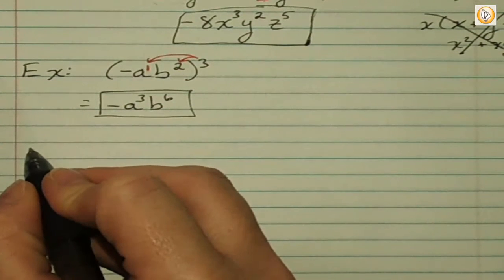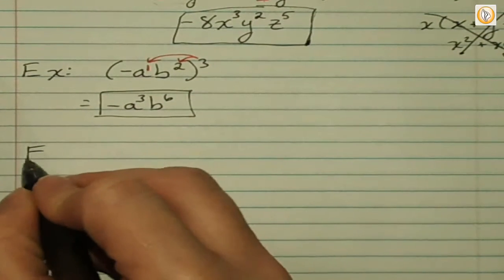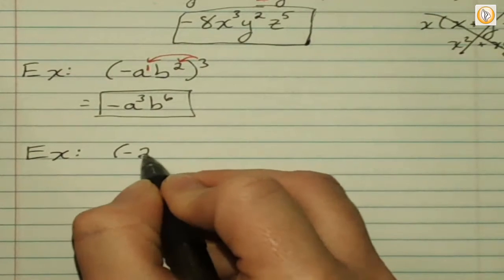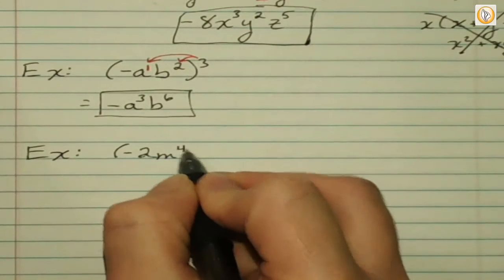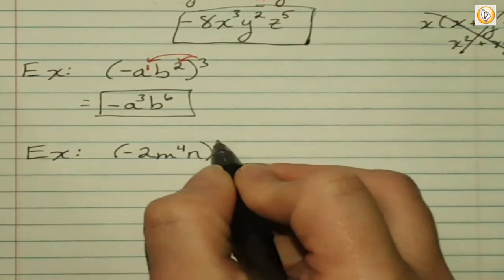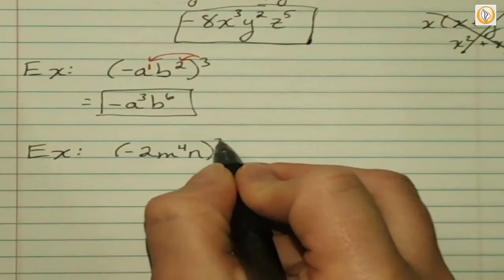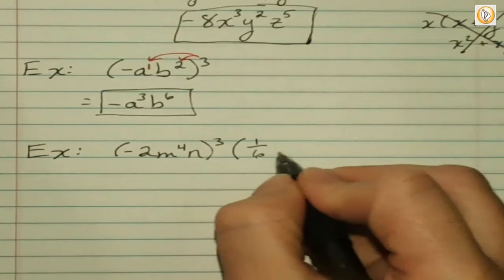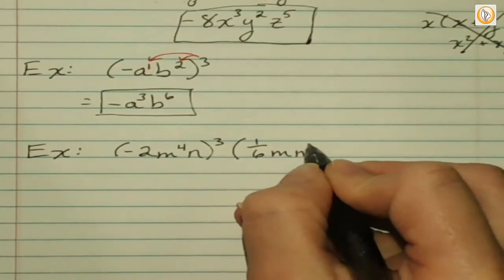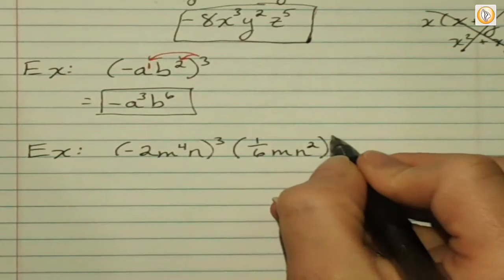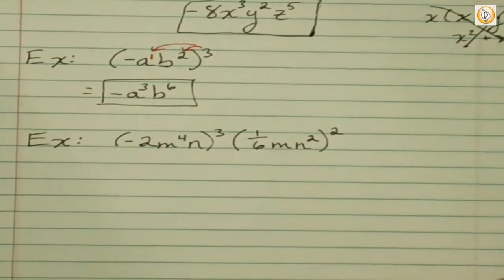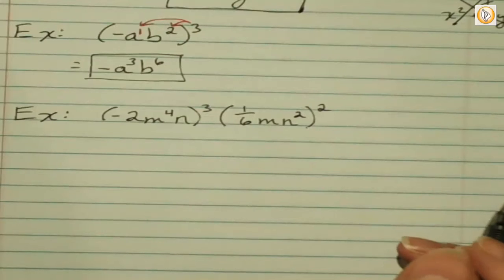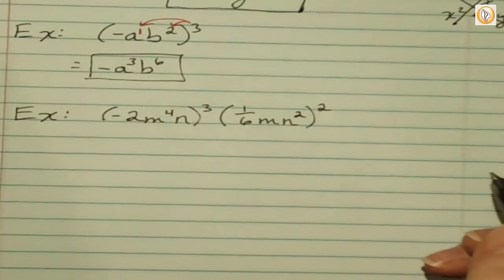Here's another example. Oh my gosh, this is going to freak some of y'all out. I see it now. So pay attention. Negative 2m to the 4th power times n, in parentheses, to the 3rd power, times 1/6 mn squared, all to the 2nd power. Don't freak out, Franz. Don't stare at me like that. I'm telling you, it's going to be okay.